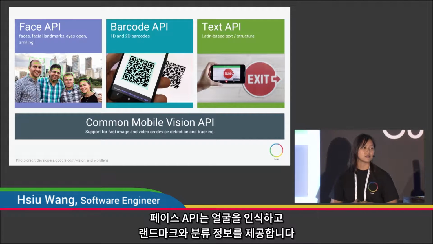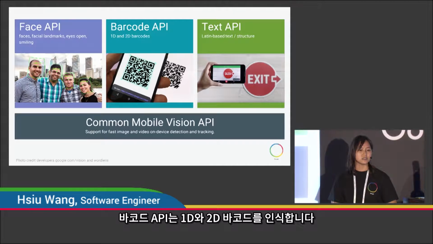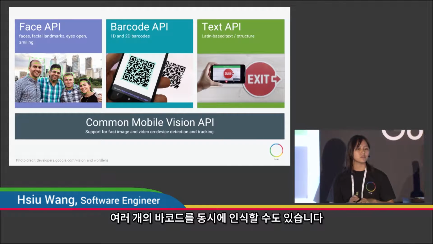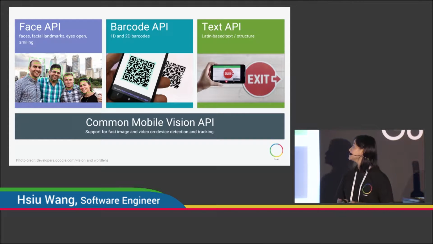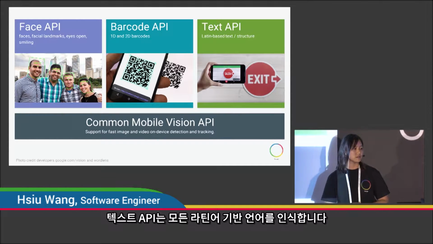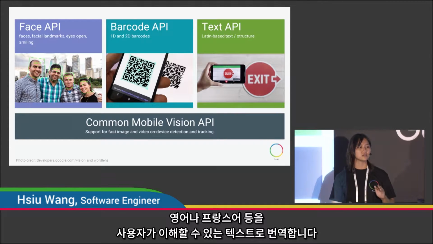The Face API allows you to detect faces and gives you information like landmarks and classification. And then the Barcode API detects 1D and 2D barcodes, like QR code and UPC, in any orientation. You can also detect multiple barcodes at the same time. And our newest addition to our family is the Text API. The Text API allows you to detect text in any Latin-based language, like English and French, and then we'll translate that into text that you can recognize.